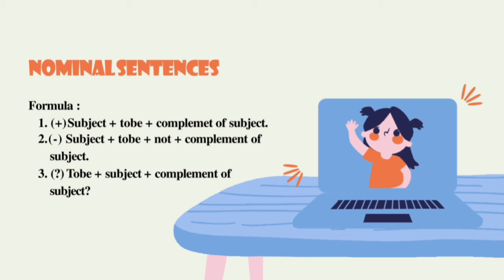And the second is about the negative sentence. We can write subject plus to be, that is am, is, or are, plus not, plus complement of subject. And the last is to be plus subject plus complement of sentence, if we want to write an interrogative sentence.